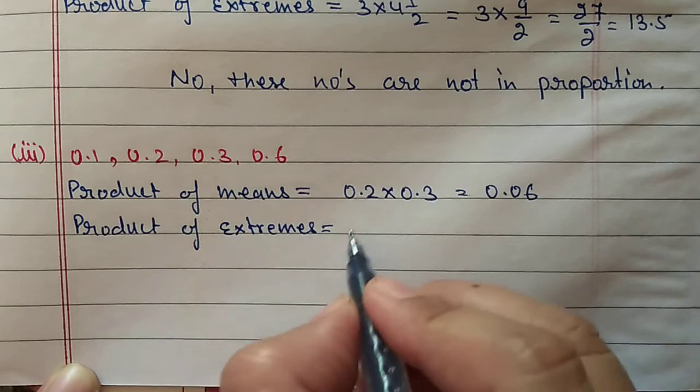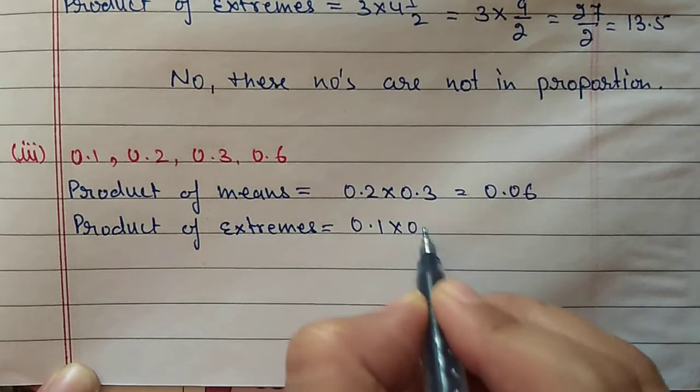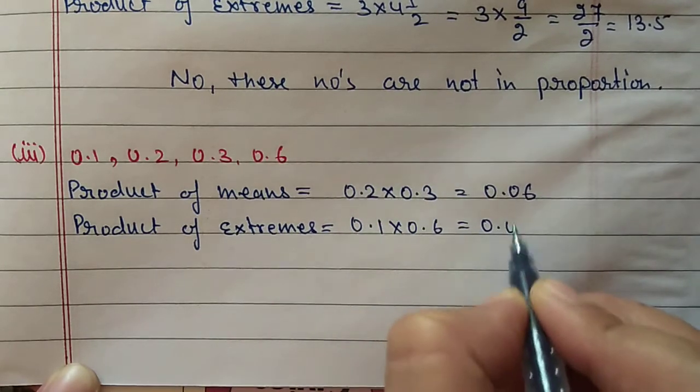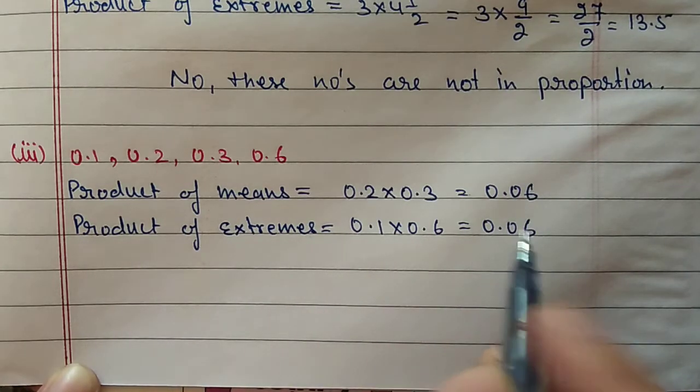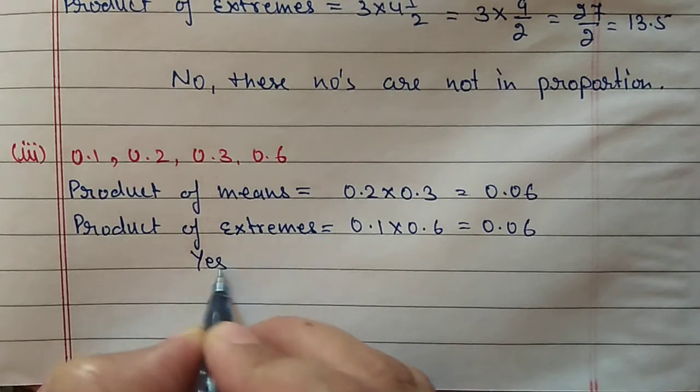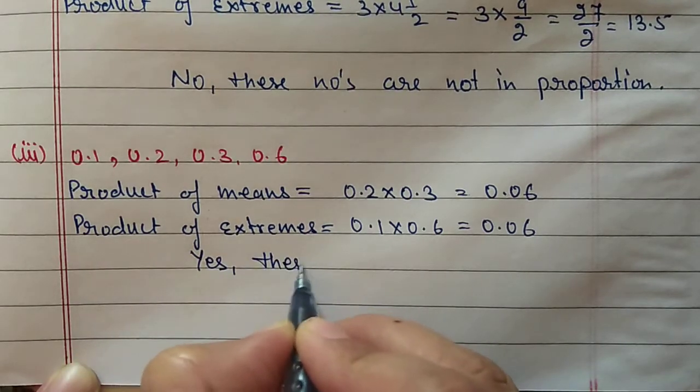Then the product of extremes, 0.1 into 0.6. After multiplication, this also gives 0.06. Both the values are coming the same. So yes, these numbers are in proportion.